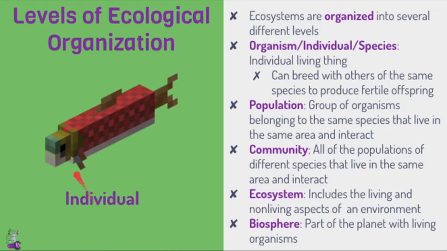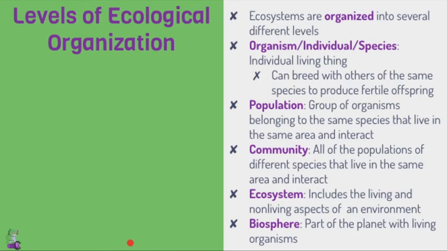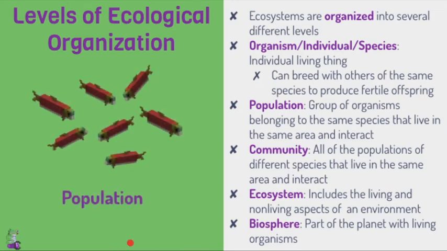Our example here is a nice little Minecraft salmon, and this is just one salmon, so it's an individual. Our next level is the population. A population is a group of organisms belonging to the same species that live in the same area and interact with one another. So we have all our salmon here. This is our population, and they're all in the same area. Keep in mind they have to be in the same area and have to be able to interact with one another.